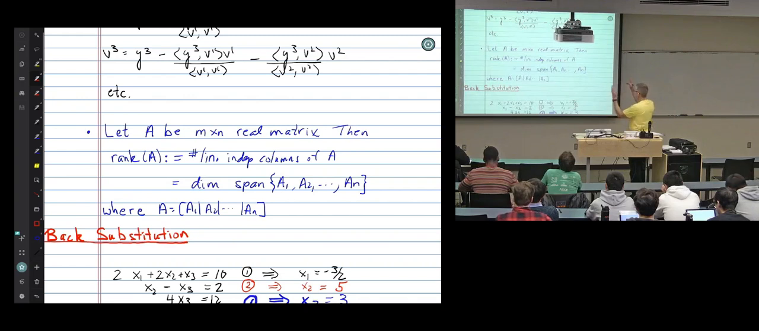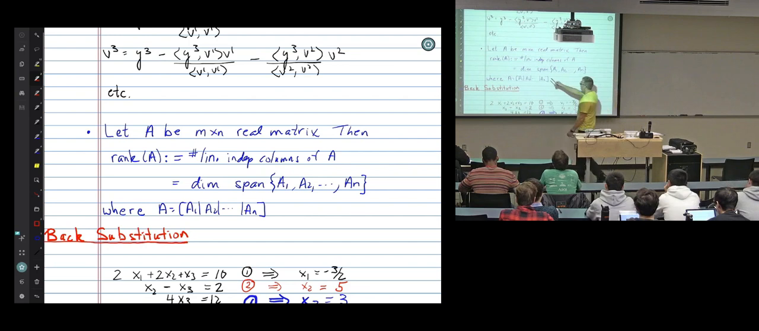Review, I need a matrix A that has linearly independent columns. So that's called the rank of A, the number of linearly independent columns. And of course, that's the same as the dimension of the span of the columns of A. So if this is equal to n, then we have n linearly independent columns, and the rank of A is n. If n is 5 and this is only 3, then we have 2 columns that are dependent, okay? No big deal.